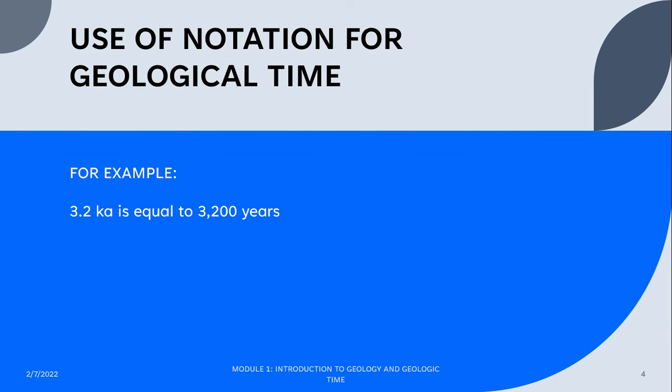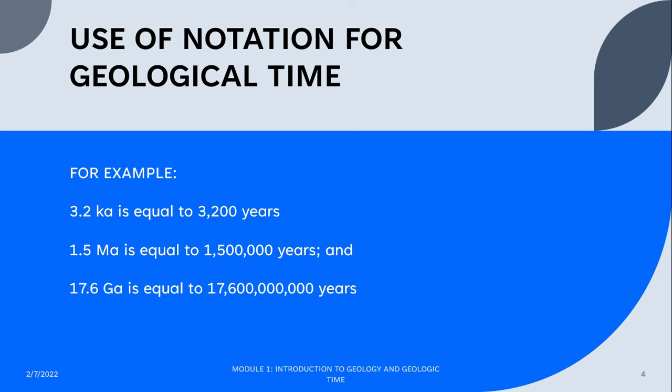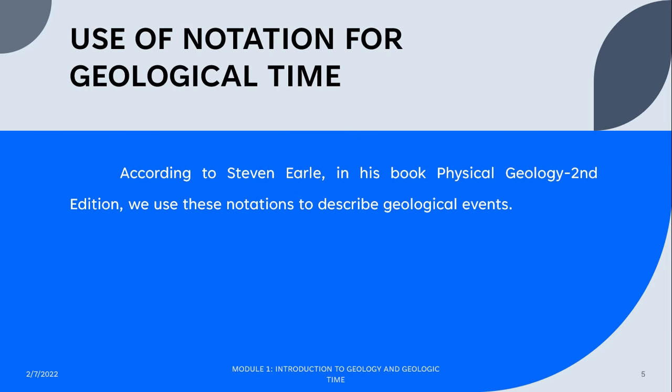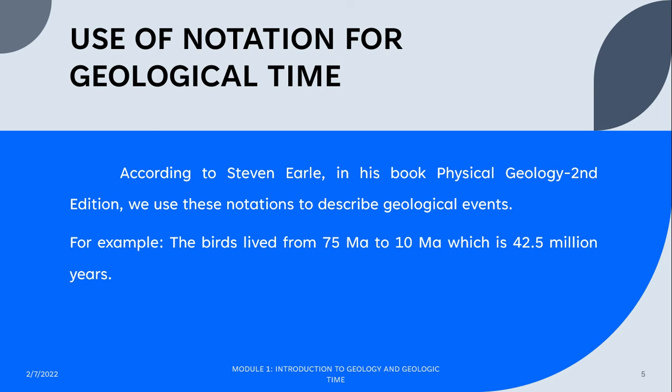For example, 3.2 kiloannum is equal to 3,200 years. 1.5 megaannum is equal to 1,500,000 years. And 17.6 gigaannum is equal to 17,600,000,000 years. According to Stephen Earle, in his book Physical Geology 2nd edition, we use these notations to describe geological events. For example, the birds lived from 75 megaannum to 10 megaannum, which is 42.5 million years.